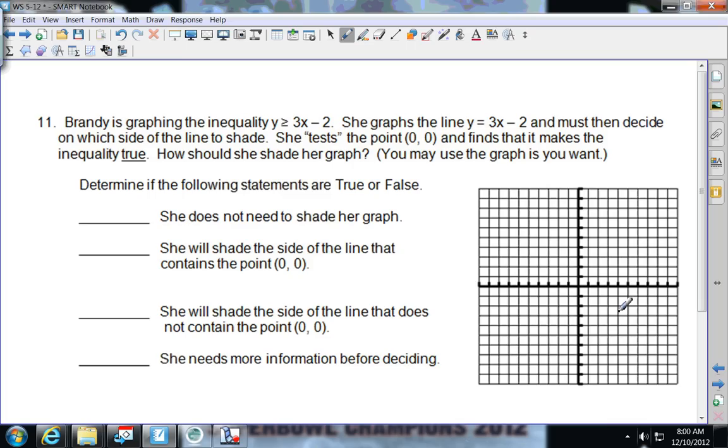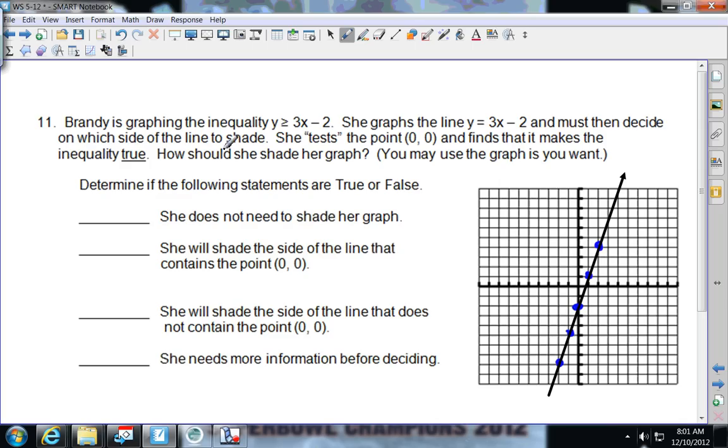When I'm telling you to shade, if it's less than, go to the y-intercept and shade down. If it's a greater than, shade it up. But what they're talking about is testing a point. Let's start with the y-intercept, -2, and do the slope: 1, 2, 3 over 1. And since it is equal to, it's a solid line. So I'll connect my dots.